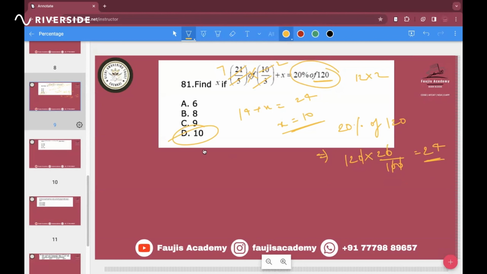There's another method I'm telling you. Look carefully. This 120 is 100%, isn't it? So what will be the 10%? 12. So what will be the 20%? 24. You got it now?